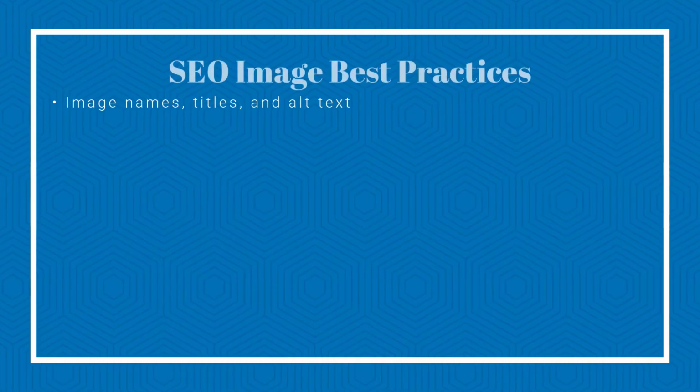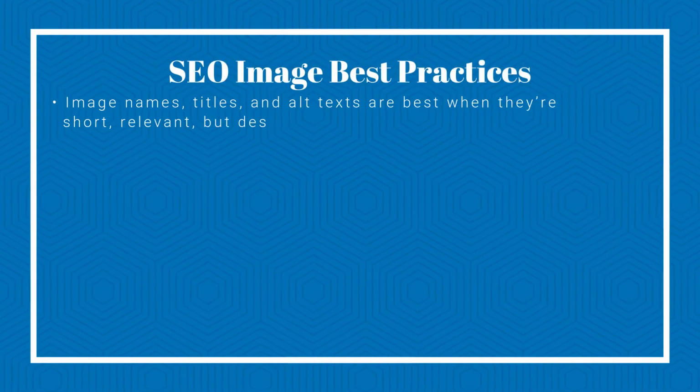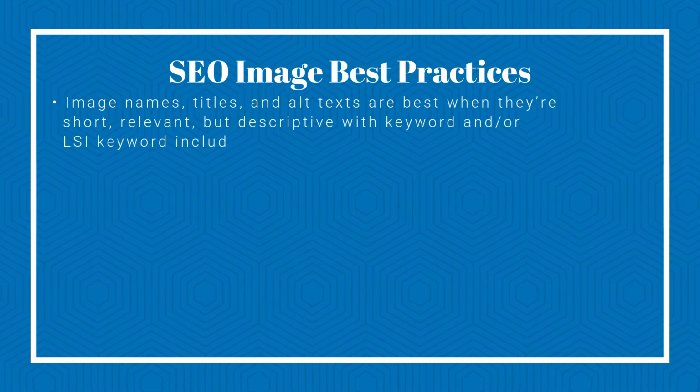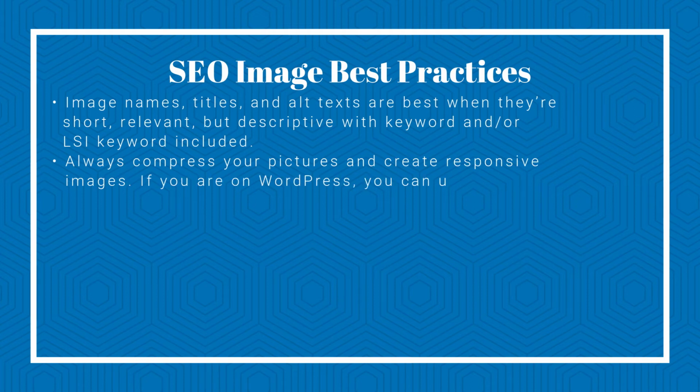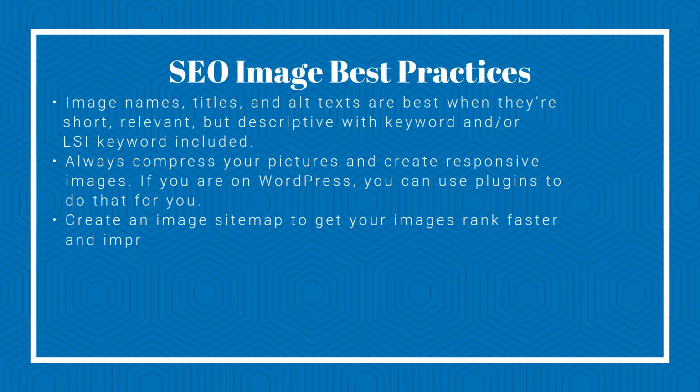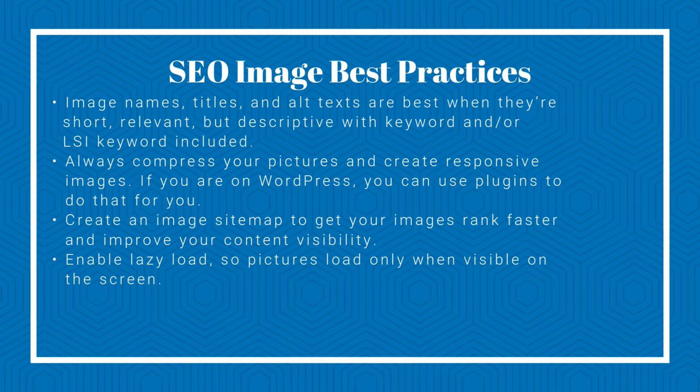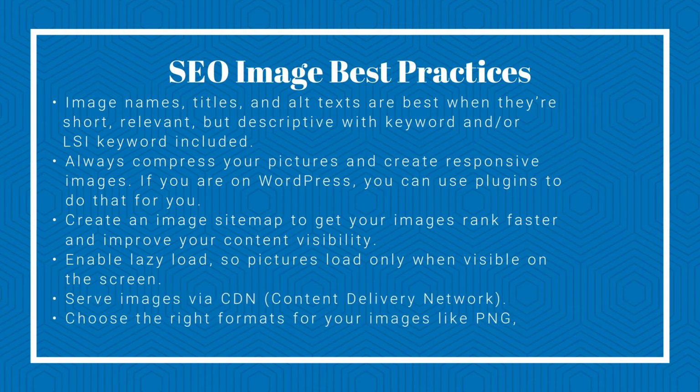Image names, titles, and alt text are best when they are short, relevant but descriptive with keyword and or LSI keyword included. Always compress your pictures and create responsive images. If you are on WordPress, you can use plugin to do that for you. Create an image sitemap to get your images ranked faster and improve your content visibility. Enable lazy load, so pictures load only when visible on the screen. Serve images via CDN or Content Delivery Network. And lastly, choose the right formats for your images like PNG, JPEG, and WebP.